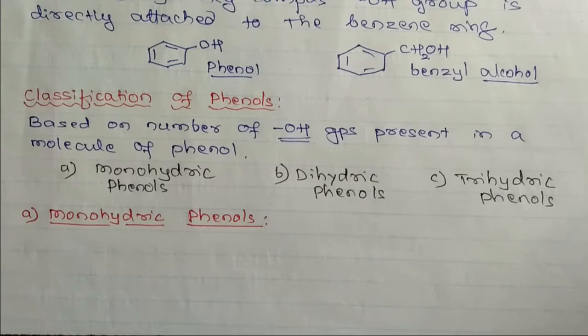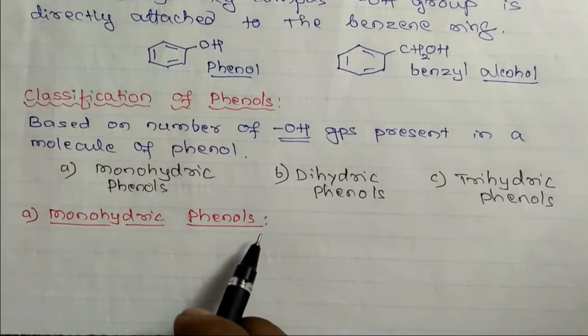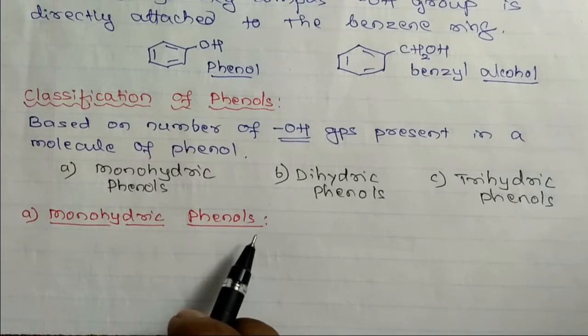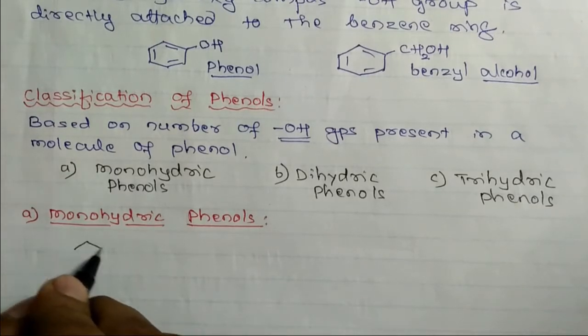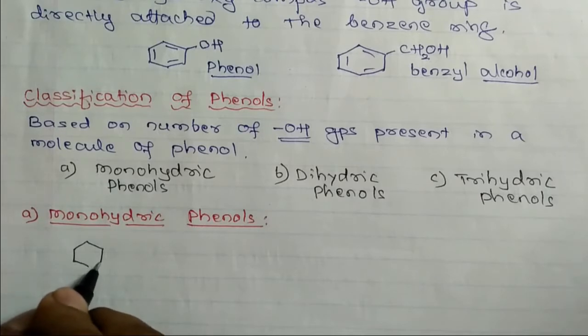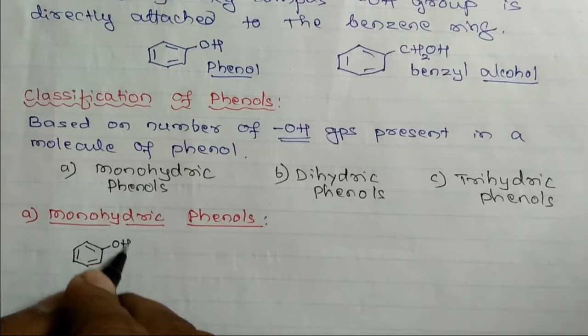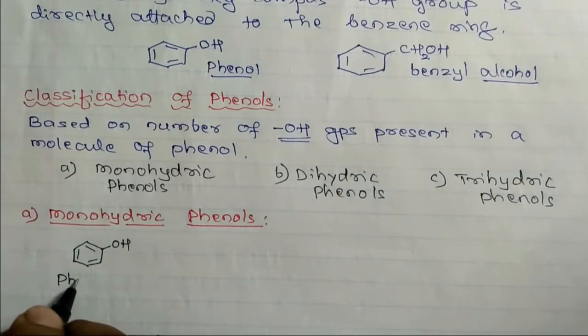Now we'll discuss monohydric phenols. Monohydric phenols contain one OH group per molecule directly attached to the benzene ring. If only one OH group is attached to the benzene ring, such phenols are called monohydric phenols. Example, this is the parent compound. Here only one OH group is attached to the benzene ring. This is phenol.